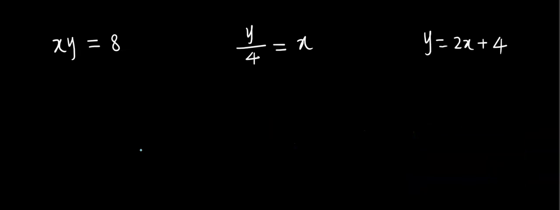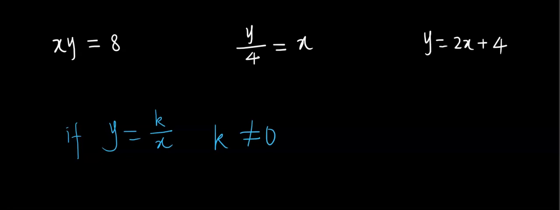Now there is something called inverse variation. We say it is inverse variation if y equals k over x, and we have a condition: k cannot be 0. We don't want k to be 0 because 0 divided by this quantity is just 0. Then this form is called inverse variation.